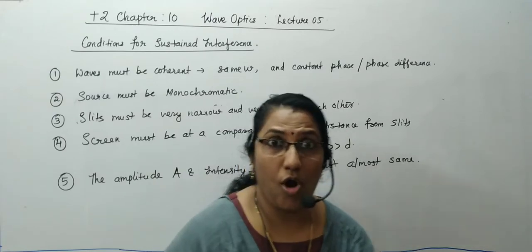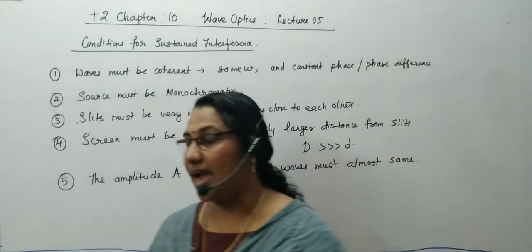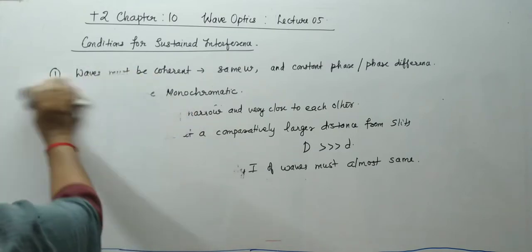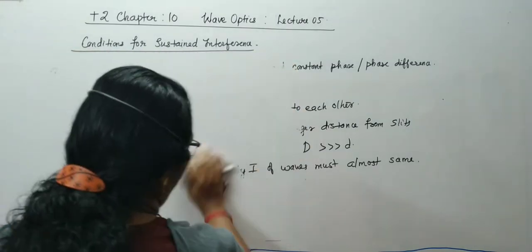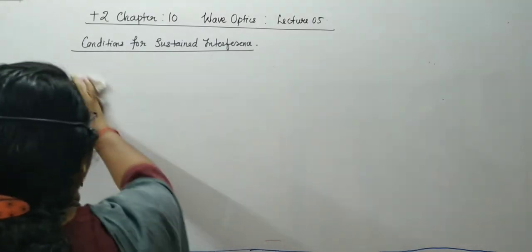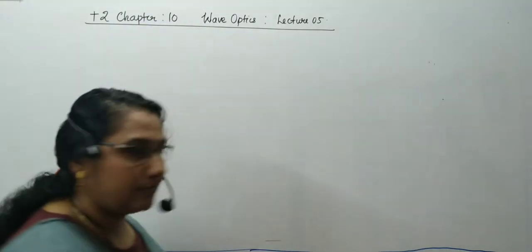We will get prominent bright and dark bands on the screen. Clear? So these are certain conditions for the sustained interference. Okay. Clear? So this is the topic continuation of the Young's double slit experiment part 1. After studying that, only come to this portion. Okay, so these are the conditions for the sustained interference.